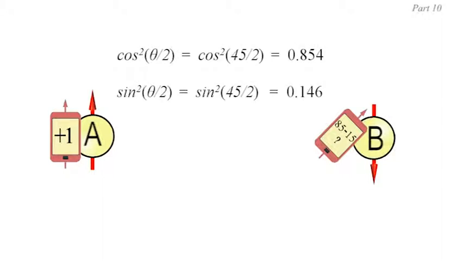These percentages essentially come from cos squared theta over 2 and sine squared theta over 2, which for 45 degrees give the two probabilities as 0.854 and 0.146, which I usually rounded off as 0.85 and 0.15, which gave us our 85% and 15% probabilities. That's what I mean by what we have come to take as the usual rules of quantum mechanics.